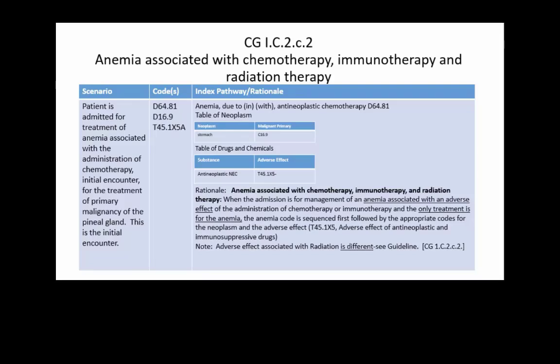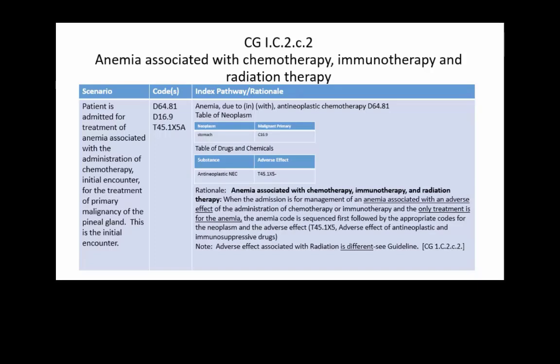So our guideline is if the anemia associated with these therapies is being treated, and it's the only thing being treated, then your anemia is sequenced first, followed by your code for the cancer, and then the adverse effect code, which is T45.1X5. You see that I have a note there that the adverse effect associated with radiation is different. So you just have to go back to your guidelines to read about that.